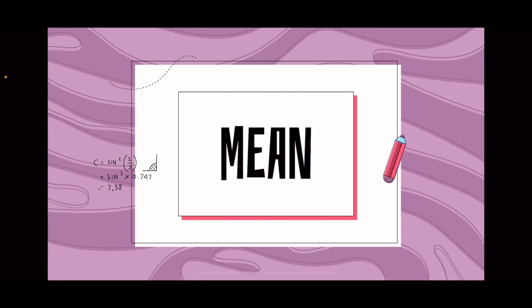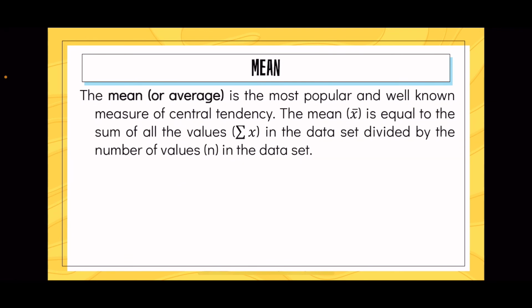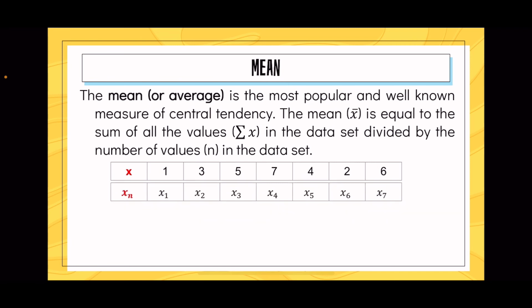The first measure of central tendency that we're going to discuss is the mean. The mean or average is the most popular and well-known measure of central tendency. The mean, x bar, is equal to the sum of all the values, the summation of x, in the data set divided by the number of values, n, in the data set. So we have here an example. X, we have 1, 3, 5, 7, 4, 2, and 6. And we have a total number of scores which is equal to how many? That is right. It's 7.